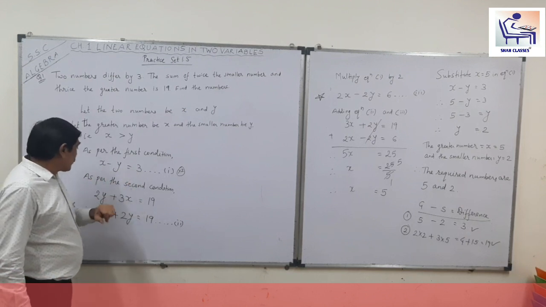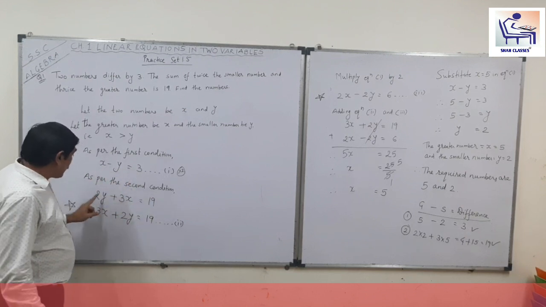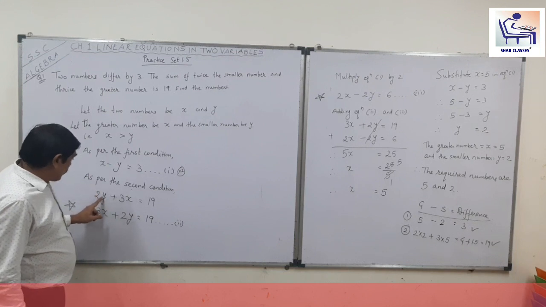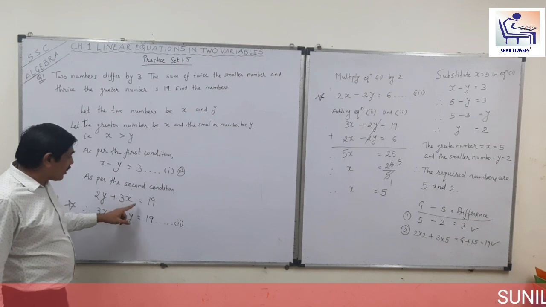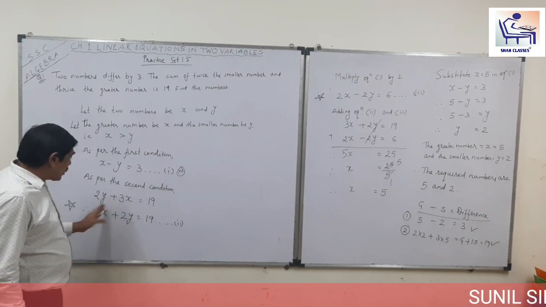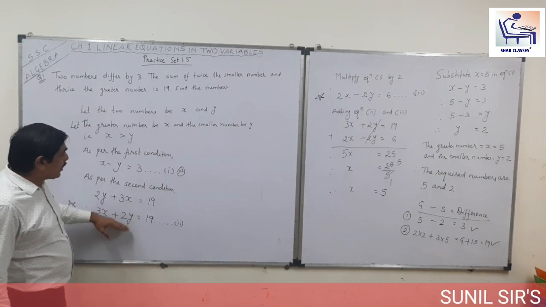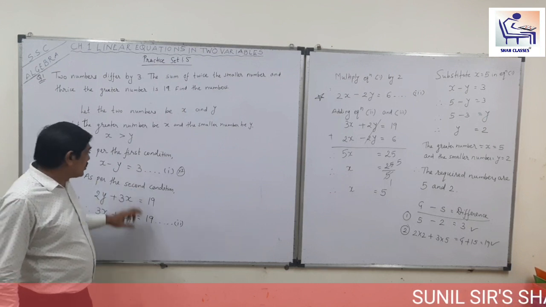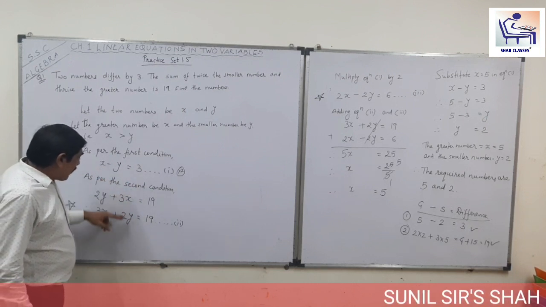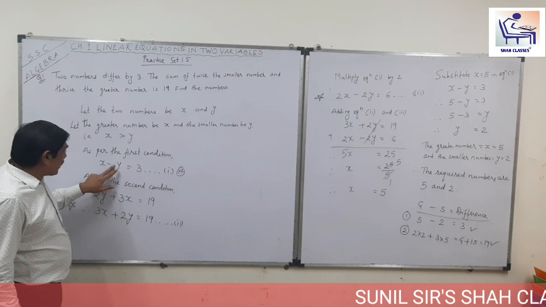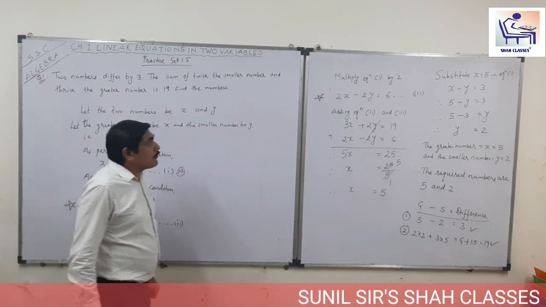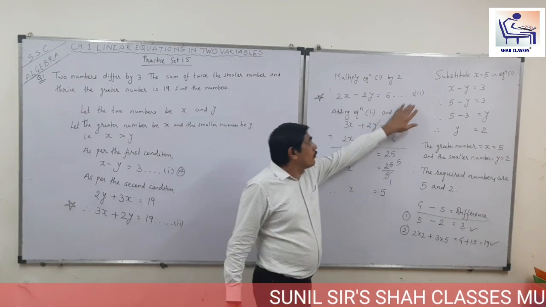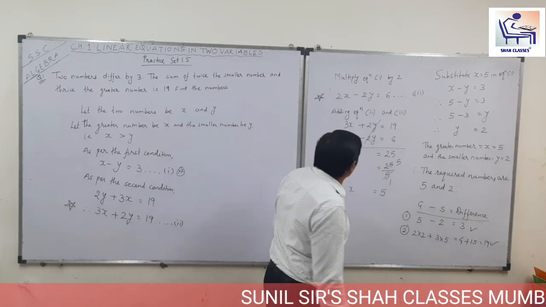So x minus y is equal to 3, and as per the second condition, the sum of twice the smaller number and thrice the greater number is equal to 19. So 3x plus 2y is equal to 19. Once you got the two equations, just equate the y variable. यहाँ पे 2 है, यहाँ पे नहीं है, तो हमने क्या किया, फर्स्ट इक्वेशन को 2 से मल्टीप्लाई किया, and we got the new equation, that is our equation number 3. 2x minus 2y is equal to 6.